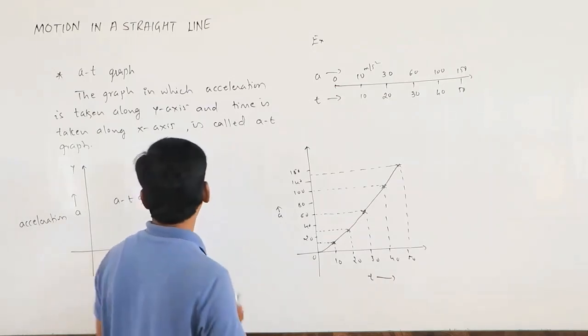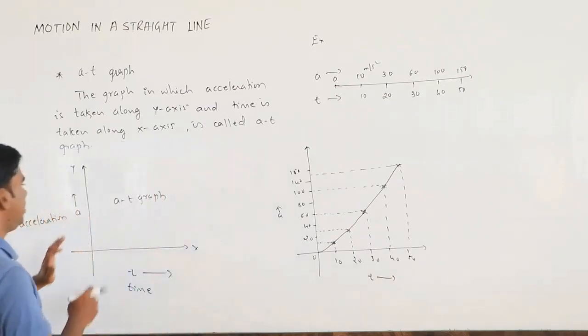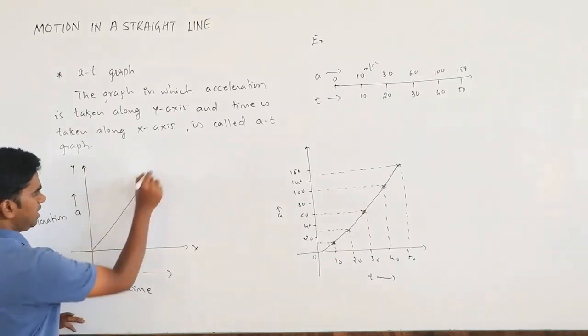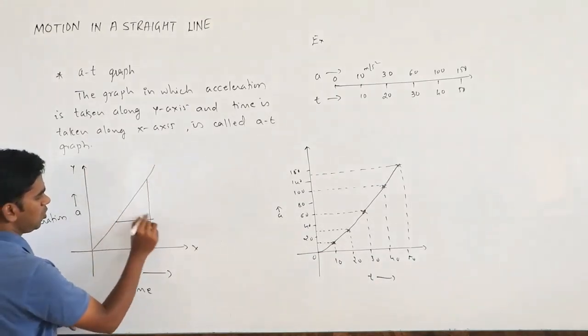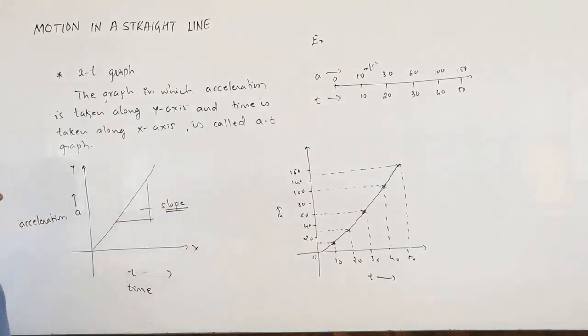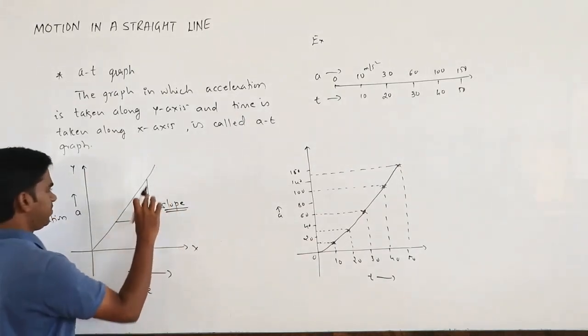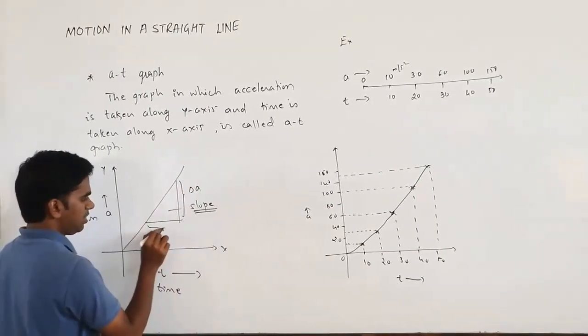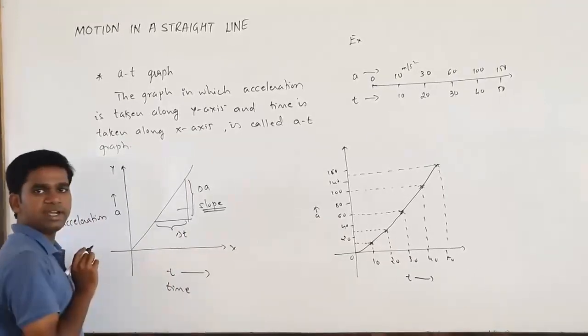The slope of the AT graph. Suppose you have the acceleration time graph over here. If you have the acceleration time graph, what will this slope give you? Slope means here change in acceleration will come, and here change in time will come.